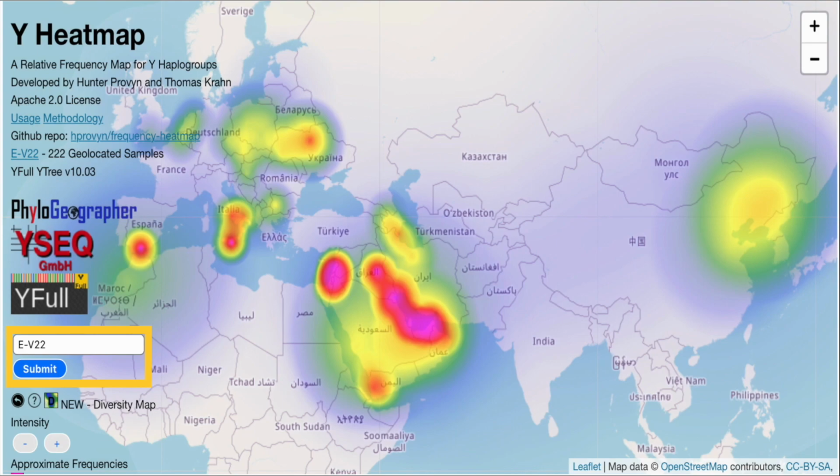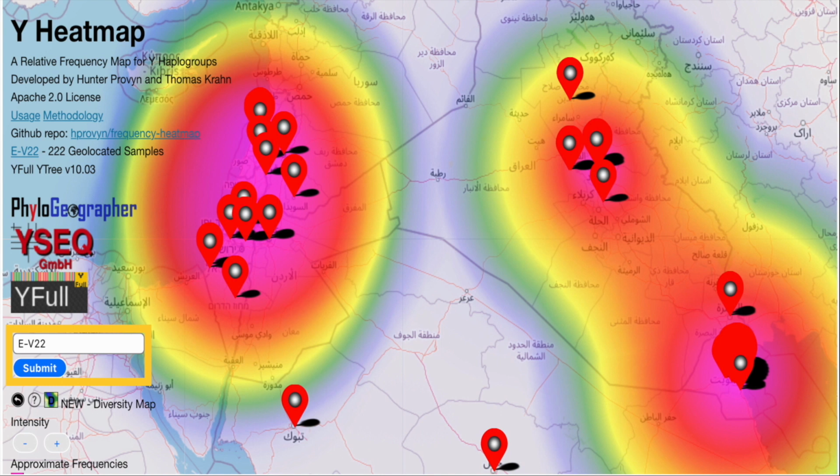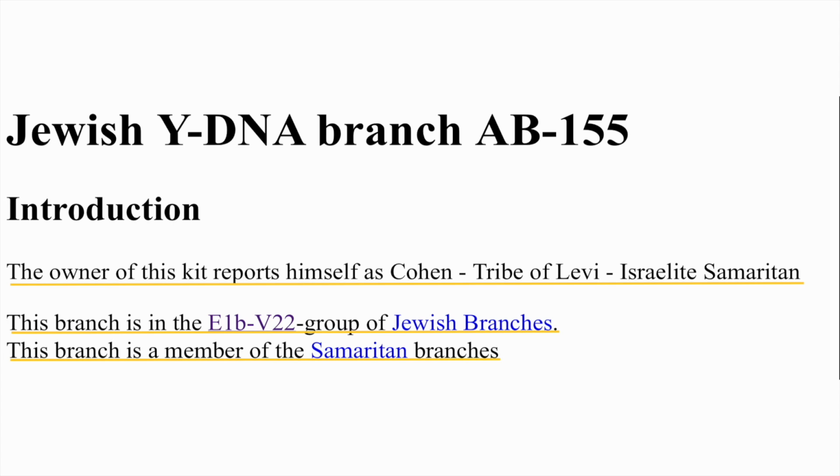If you look on Y heat map and type in E-V22, you will see that it's distributed throughout the Mediterranean as well as in the Middle East, and it is seen within the Arabian Peninsula, Mesopotamia, modern-day Iraq, as well as a very nice and high distribution in the Levant, or the land of Israel. What's also interesting about E-V22 is that it's found among the Samaritan Cohen family from the tribe of Levi. According to Jewish Y-DNA branch, the owner of this kit reports himself as Cohen, tribe of Levi, Israelite Samaritan.